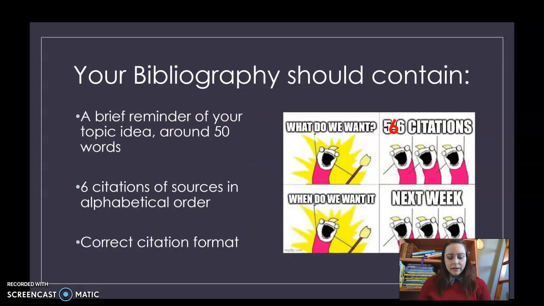For this particular bibliography, what I'm looking for is a reminder of your topic idea around 50 words. You'll be able to reuse this in future assignments. Then 6 citations in alphabetical order. You can see that in my meme, there's a 6 in red. I used to say 5 to 6 sources, but I noticed students who had 6 sources were in better shape than those who had 5 or fewer. So aim high with 6 sources on your bibliography.